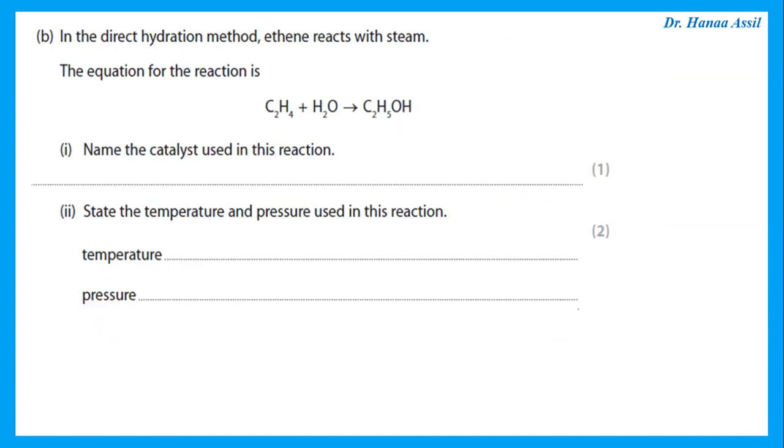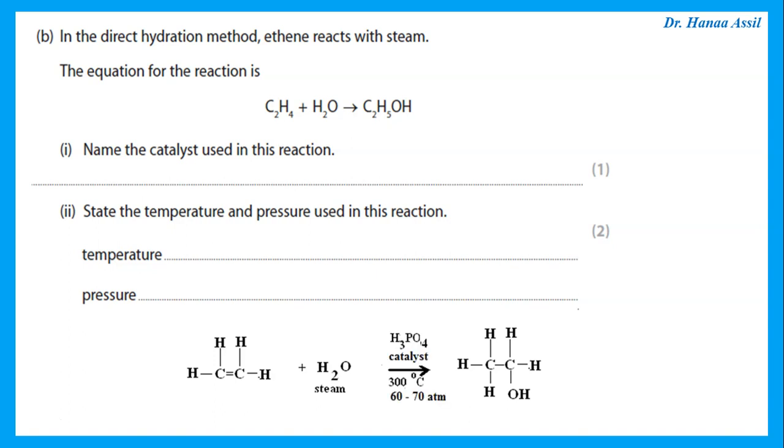In the direct hydration method, ethene reacts with steam. Name the catalyst. Remember, this is the other method of making ethanol, where we start with ethene, add steam. What were the conditions? You have to remember the conditions. So the catalyst is phosphoric acid catalyst. The temperature is 300 degrees Celsius and the pressure is 60 to 70 atm.